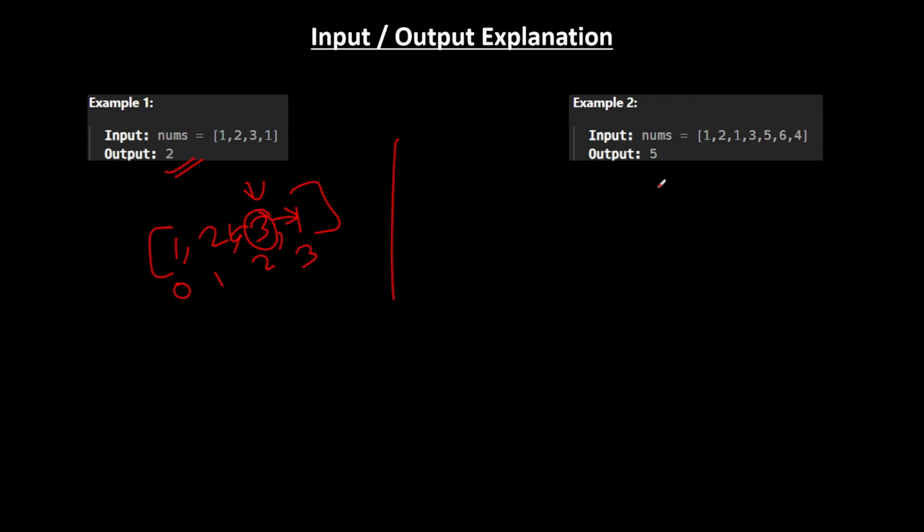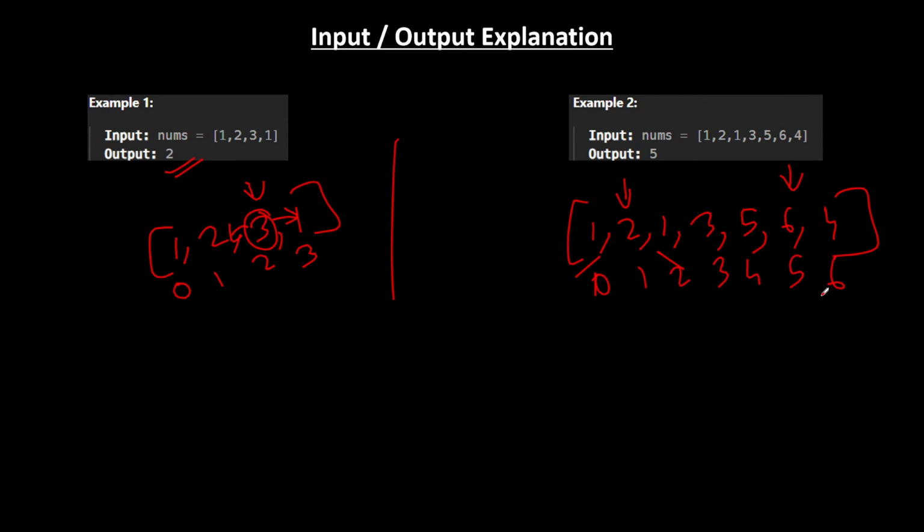Now in example 2, we have 1, 2, 1, 3, 5, 6, and 4. Here we could return 2, because 2 is greater than both of its neighbors, or you could return 6, which is also greater than its neighbors. The indexes will be 0, 1, 2, 3, 4, 5, and 6. Here the output is 5, but we could also return index 1 because it is also a true case. So I hope you understood the input output explanation. Let's move to the next slide.